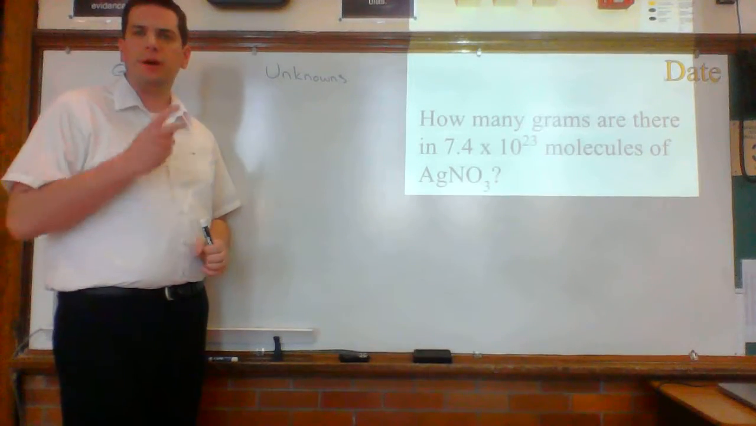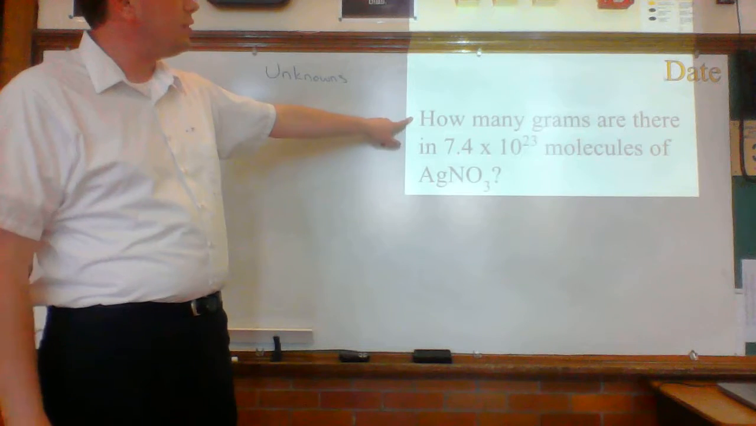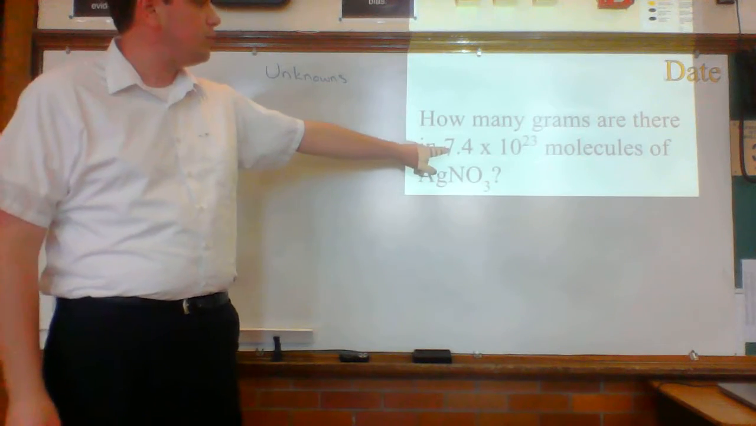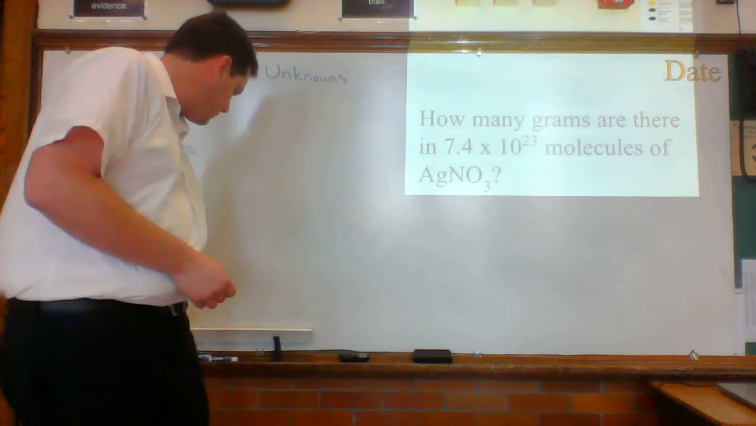All right, young people, let's talk about two-step mole problems. Here's an example. How many grams are there in 7.4 times 10 to the 23rd molecules of AgNO3?